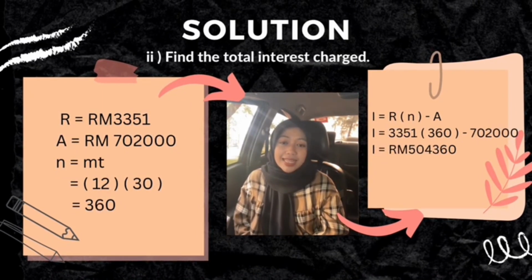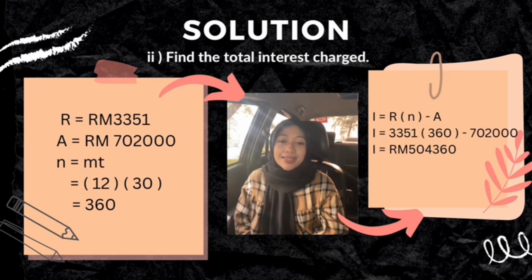Now, we move on to the second question, which is to find the total interest charge. Okay, the formula is I equal to R times n minus A. So we know that R is 3,351, A equal to 702,000, n equal to MT, which is 12 times 30, equal to 360. So I equal to 3,351 times 360 minus 702,000. So I equal to RM 504,360. So that is the solution for question 2.